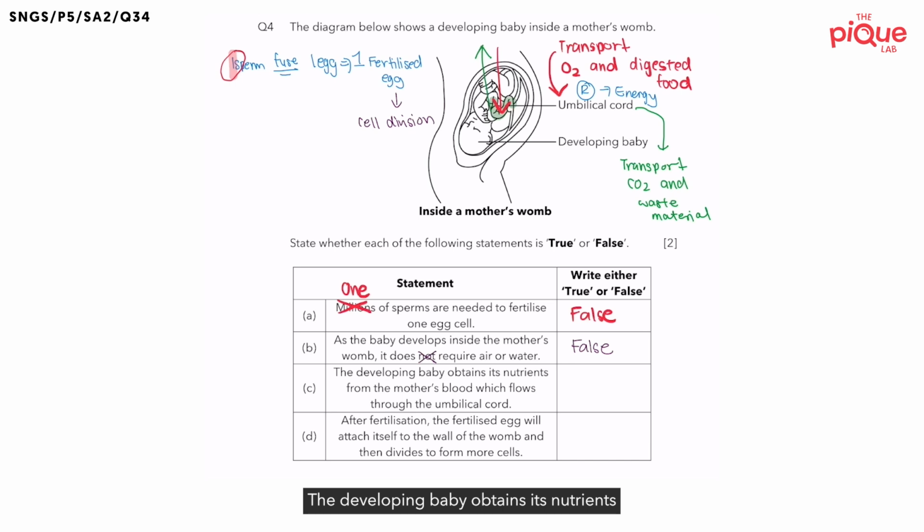Next, let's take a look at statement C. The developing baby obtains its nutrients from the mother's blood which flows through the umbilical cord. And what is nutrients? Nutrients in reproduction in animals usually refers to digested food. And is it true that digested food is transported from the mother to the baby through the umbilical cord? Yes, it is true. Therefore, statement C is true or false? Statement C is true.